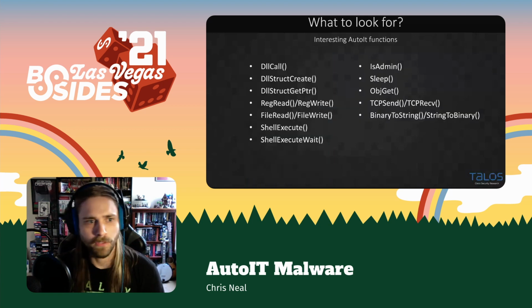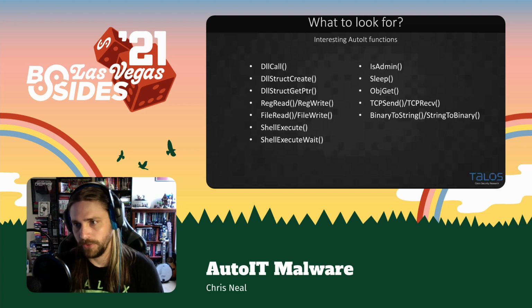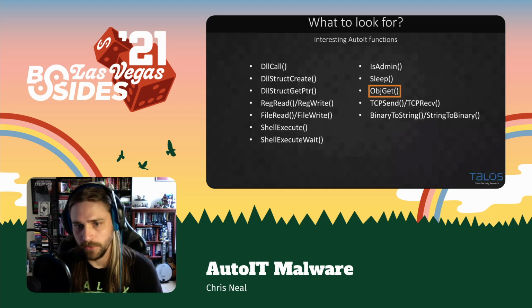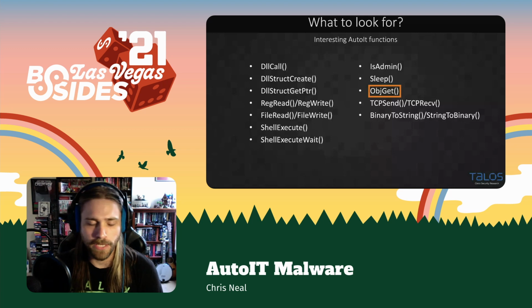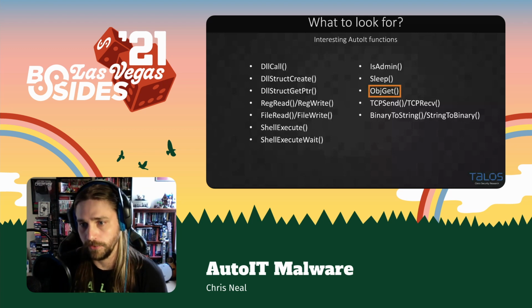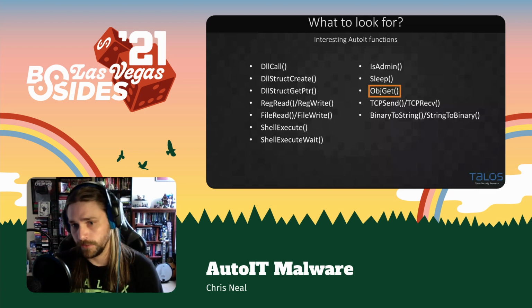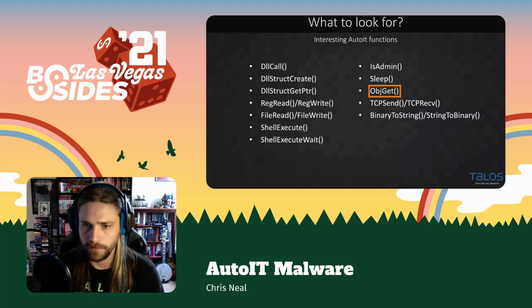And so here's a non-exhaustive list of functions to keep an eye out for. As with macros, the function names themselves are fairly self-explanatory. What you want to look for here is any interaction with DLLs, the registry, system files, or any apparent network functionality. But the function I do want to point out here is ObjGet, or object get. This can lead to some pretty interesting finds while you're looking through the code, because this is how AutoIt interacts with the component object model, or COM.